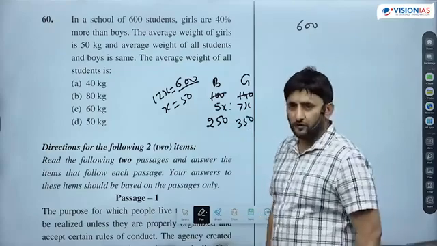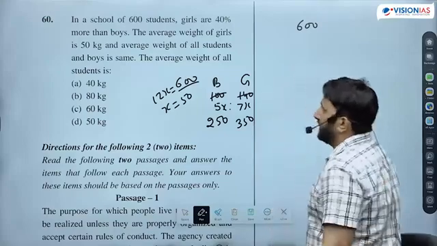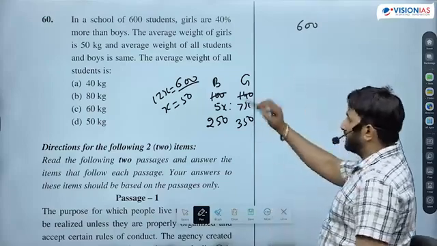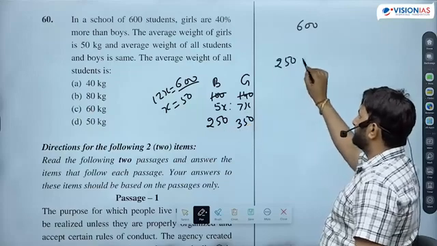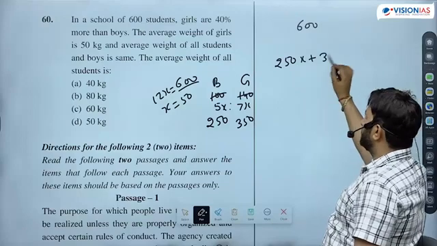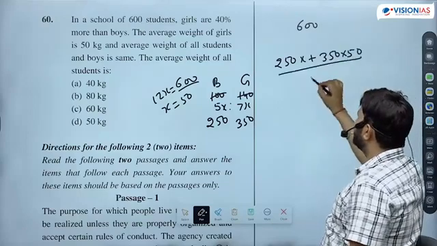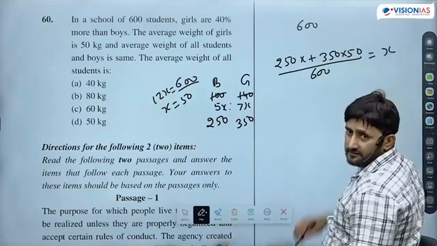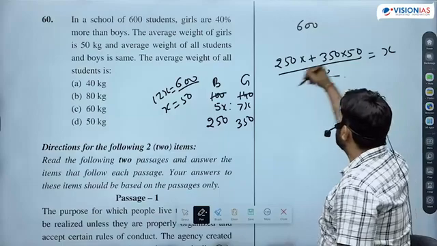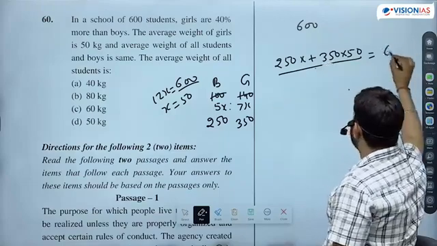Let the average weight of all the students be x kg. It is given that the average weight of all the students and the boys is the same. So the total weight of all the boys is 250x, plus the total weight of the girls is 350 into 50, divided by 600. That is equal to the average weight of the class, x. Take 600 to the other side and multiply. So this will become 600 into x.